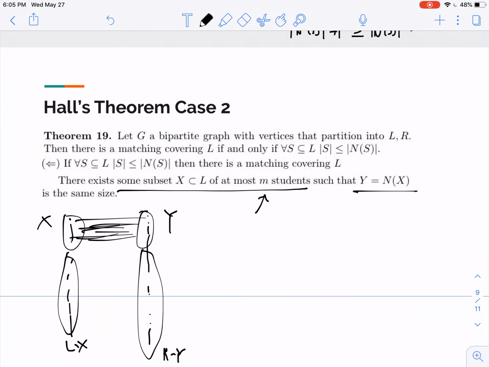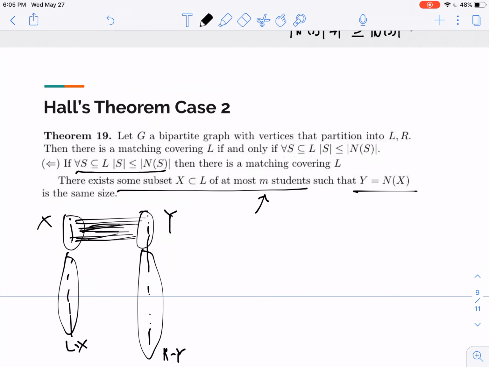So let's do this mathematically. First, we realize that clearly X has at most M students, so it checks out to use the inductive hypothesis there. Now we want to check that any subset of students in X prefers at least as many tutors in Y. Well, any subset of students in X is a subset of students in L, so they prefer at least that many tutors in all of R, but all the tutors that students in X prefer are in Y, so they must prefer at least that many tutors in Y. So that checks out, and we can make a matching between X and Y.